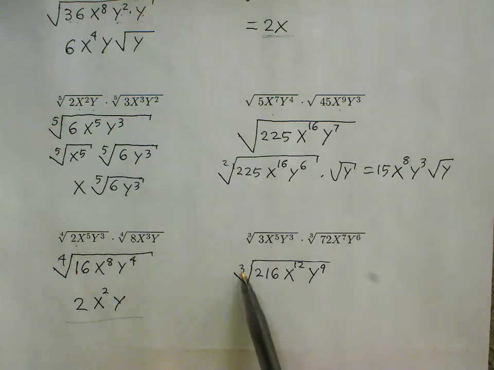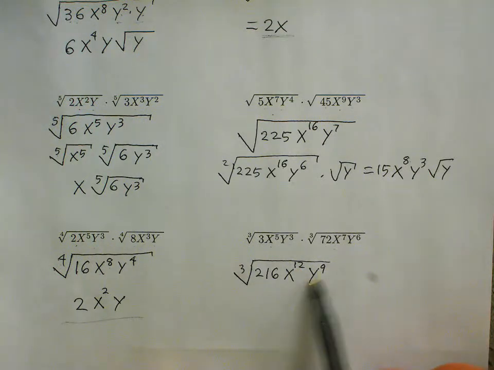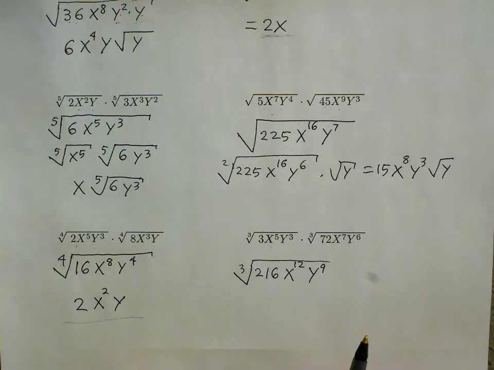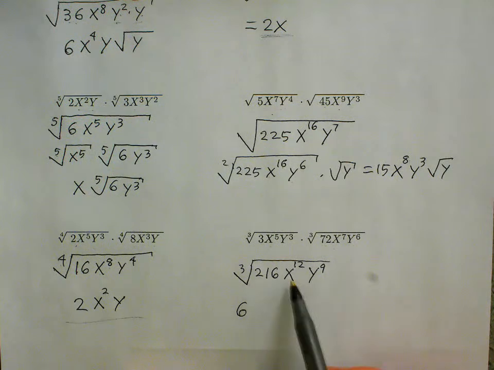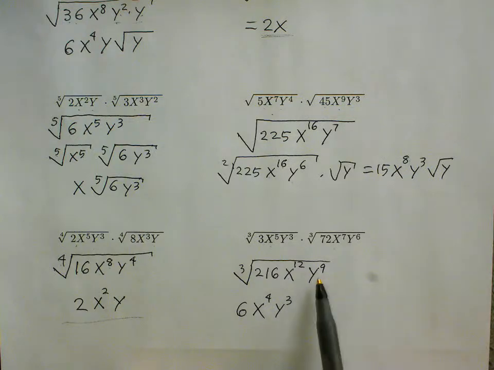216 is a perfect cube. 6 to the third power is equal to 216. X to the 12th is a perfect cube because 12 is a multiple of 3, and y to the 9th is a perfect cube because 9 is also a multiple of 3. The cubed root of 216 is 6. The cubed root of x to the 12th is x to the fourth because the exponent 12 divided by the index 3 is 4. And then we also have y to the third. The cubed root of y to the 9th is y to the third.